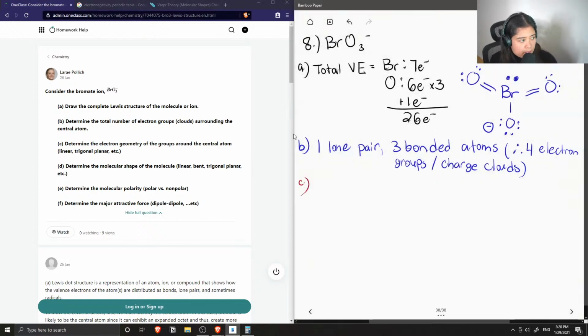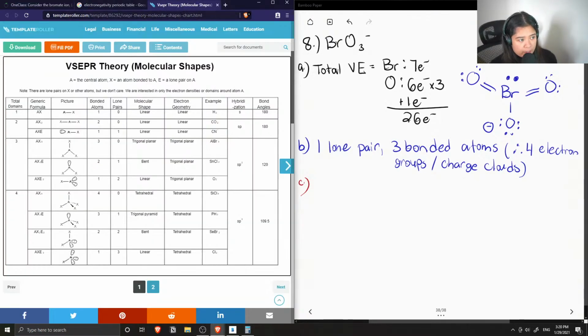Okay, so for part C, we need to determine the electron geometry of the groups around the central atom. We know the number of charge clouds and the number of lone pairs. If we use a VSEPR chart, this will help us answer the remaining questions. When we have 1 lone pair and 3 bonded atoms, this gives us a trigonal pyramid molecular shape.